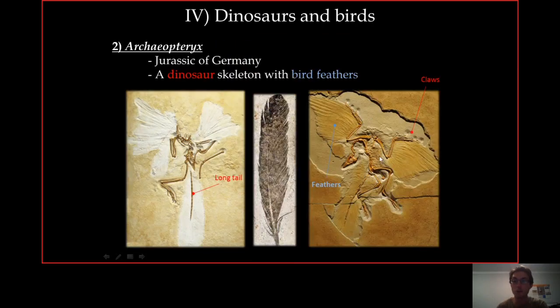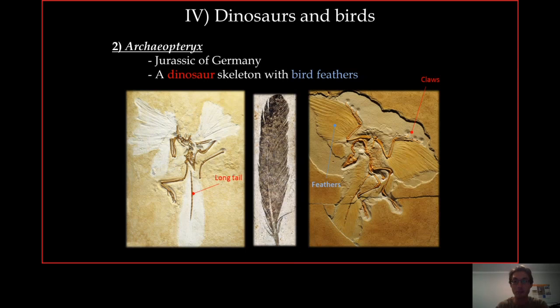So all in all, you have the skeleton of a dinosaur with the feathers of a bird preserved around it. If you find the skeleton of an Archaeopteryx, but the bird feathers are not preserved, you will probably say that Archaeopteryx is a dinosaur. If the feathers were not preserved, you will probably say this is a dinosaur skeleton, this is not a bird skeleton.